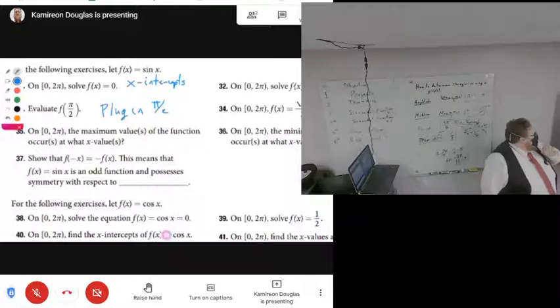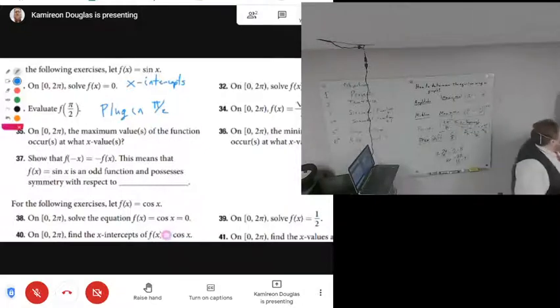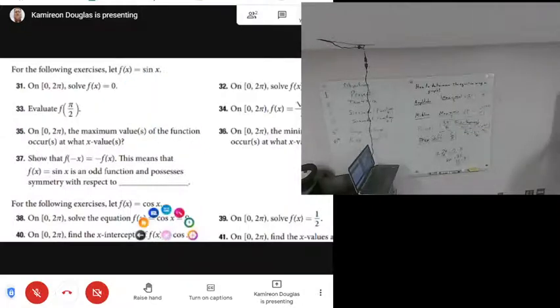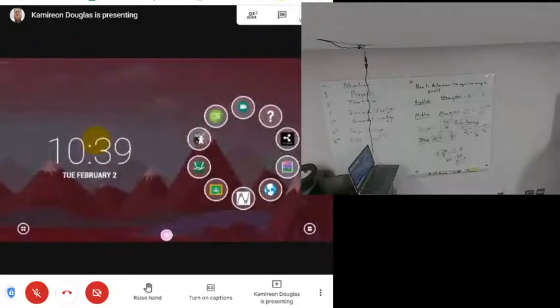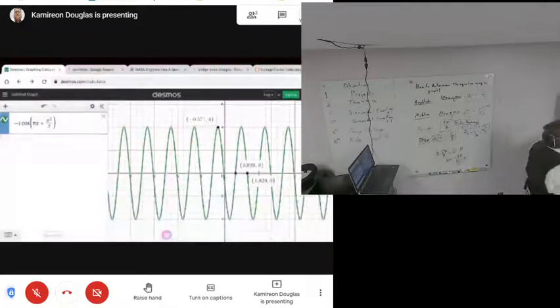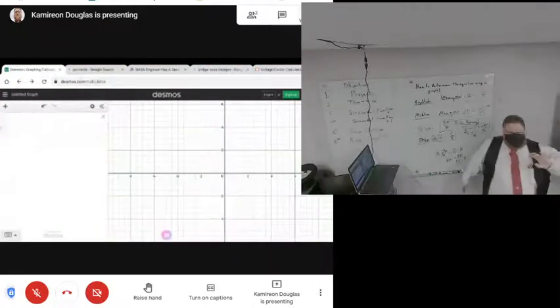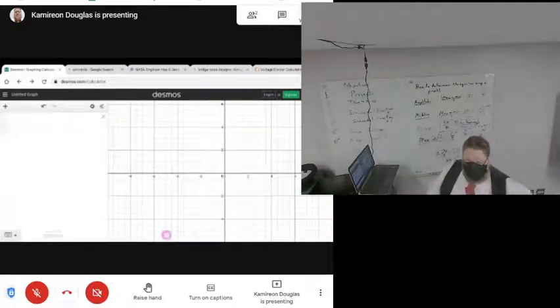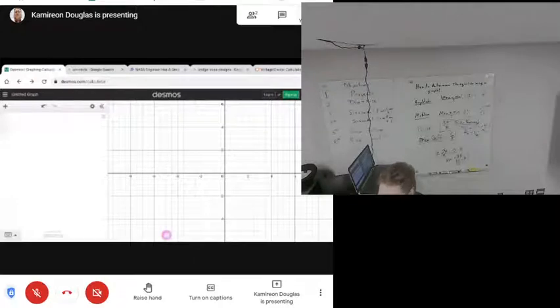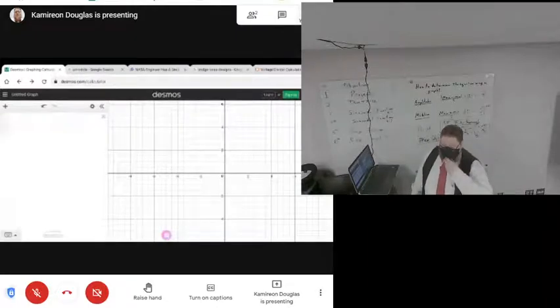So, to do number 31, you can solve it one of two ways. You can graph the function and look for the x-intercepts. There are two of them. Or instead, you could use the unit circle, because what it's asking you is, when is that value equal to 0?